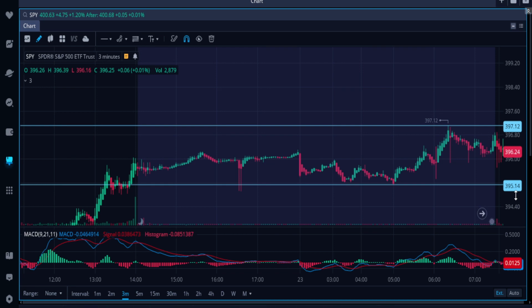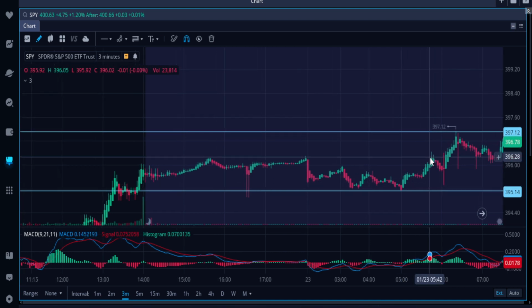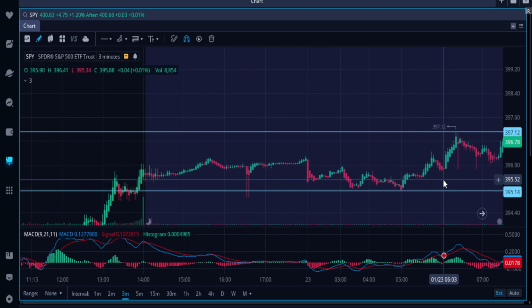I'll show you a visual representation of what I'm talking about here so you can get a better understanding. And I'm going to use today as an example. Today is January 23rd, 2023. For today's example, my strong level is the pre-market high of 397.12. That is my strong level here. And another strong level that I have is the pre-market low of 395.14.